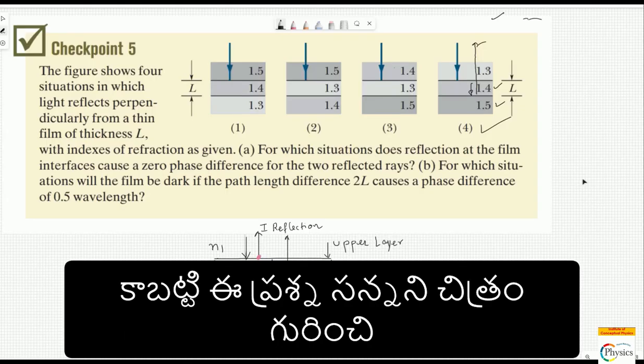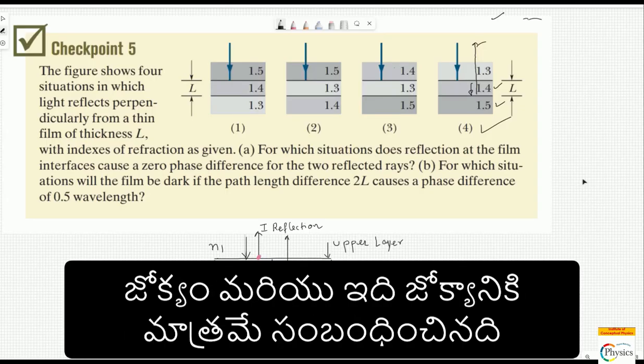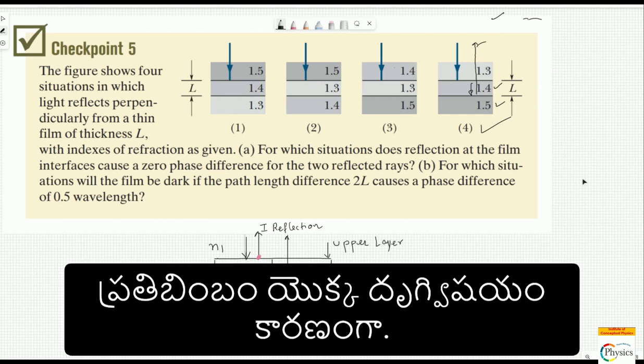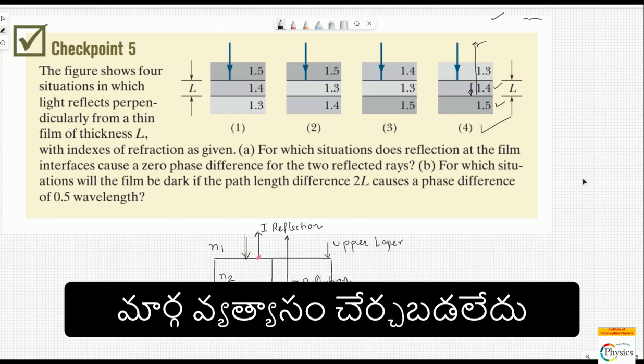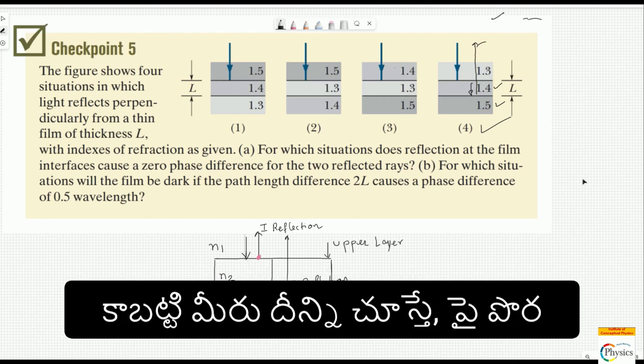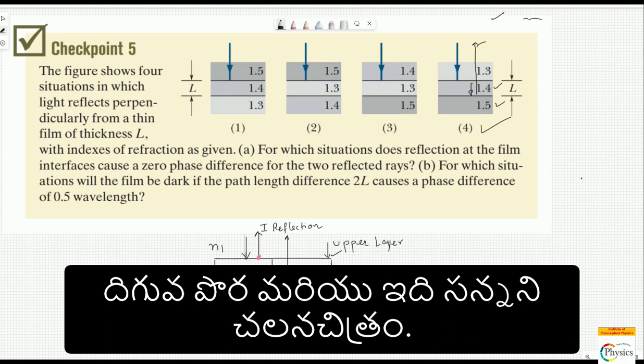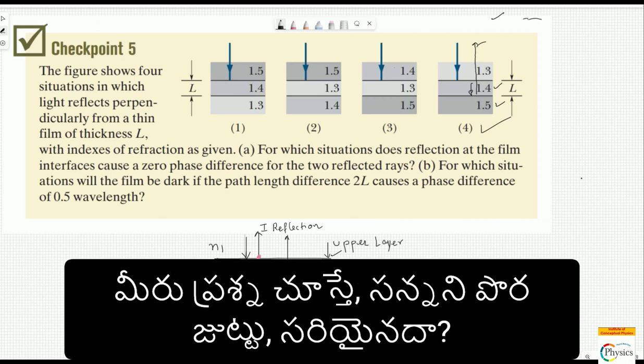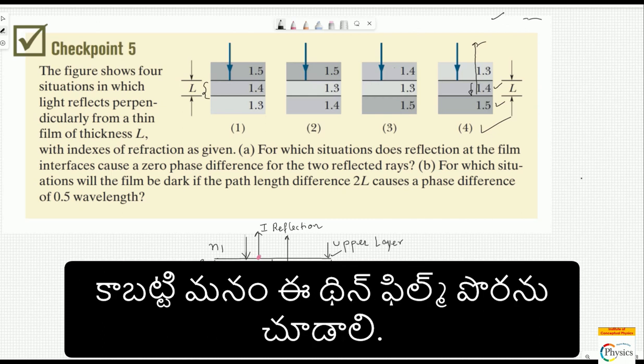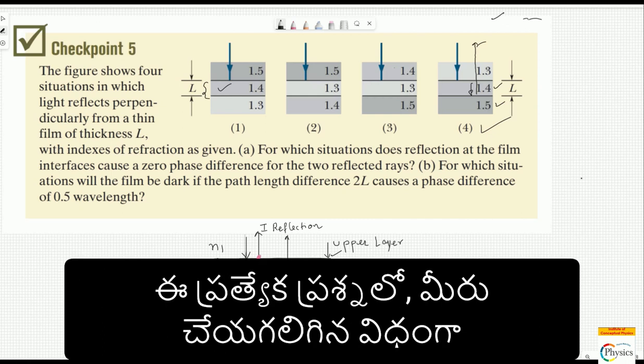All right, so this question is about thin film interference, and it pertains to interference only due to the phenomenon of reflection. Path difference is not included in the question number A. So if you see this, there is an upper layer, there is a bottom layer, and this is the thin film. So if you see the question, the thin film is here, right? So we have to see this thin film layer in this particular question.